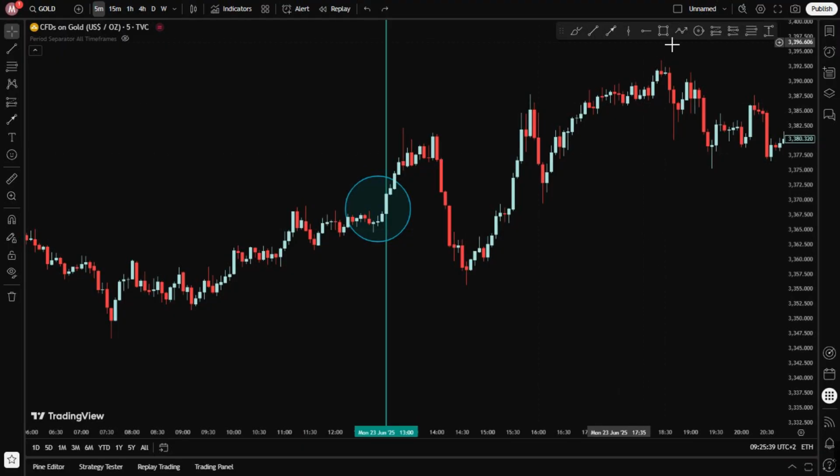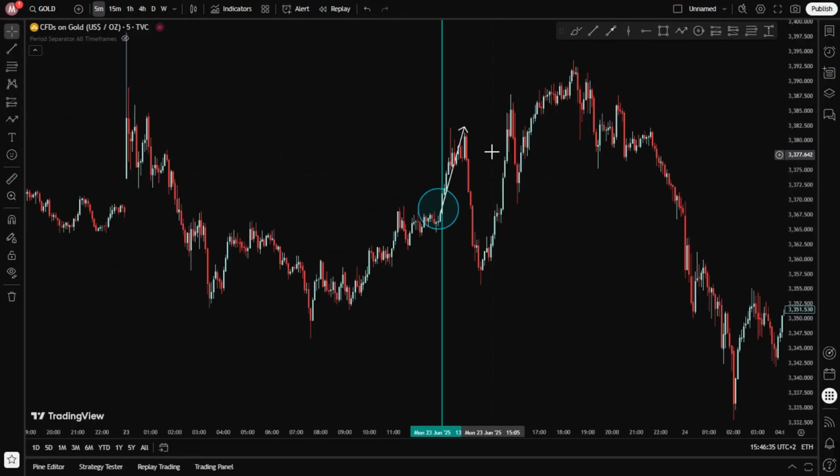Let's get into it. So from 1 p.m., we can clearly see that price was bullish, right? And as we've already established in this method, when price is bullish after 1 p.m., we start looking for selling opportunities. But, and this is important, we don't just enter blindly. That's not how we trade.